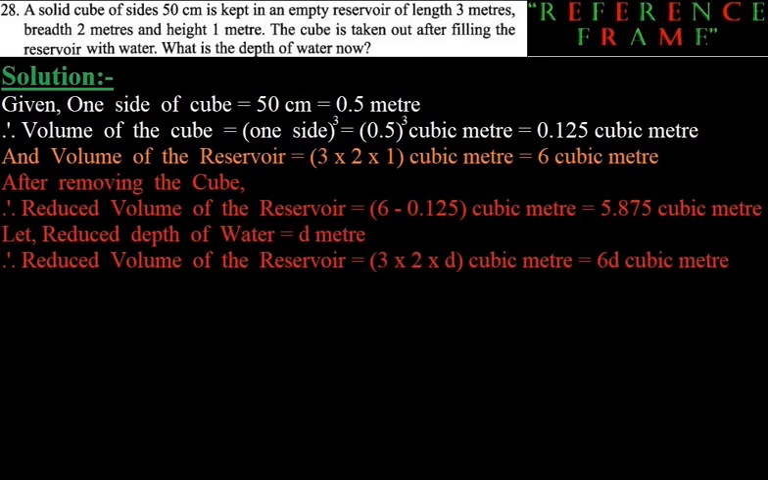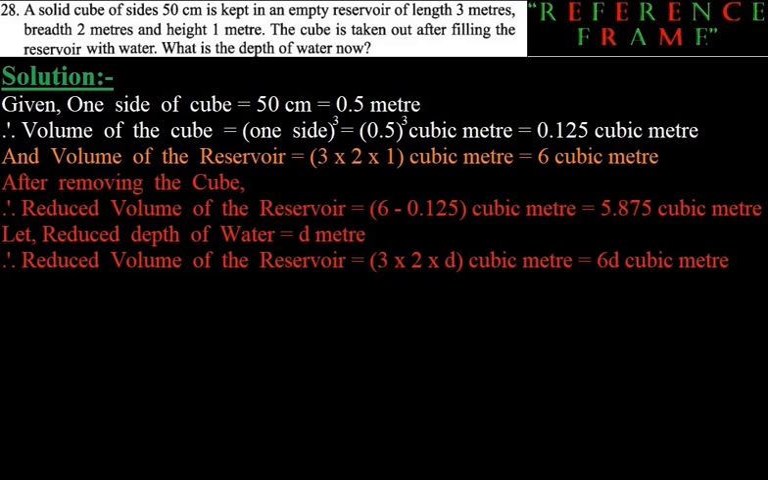Now look what we are asked to find. We are asked to find the depth of the water. That means previously in the reservoir we have water and cube, but the cube is removed. Therefore inside the reservoir we have only water now. Since the cube is removed, therefore definitely the water level will be reduced because the length and breadth of the reservoir will be same as it is. So to lessen the volume, the water level must be lessened. That means the depth must be lessened or reduced. So therefore the new reduced depth of the water level inside the reservoir is d meter.